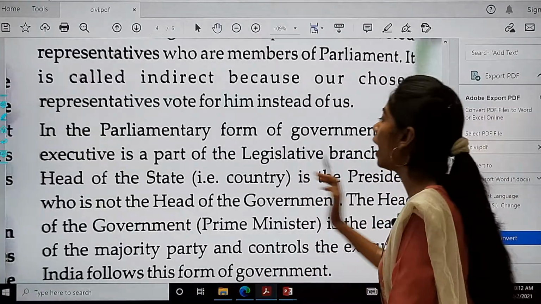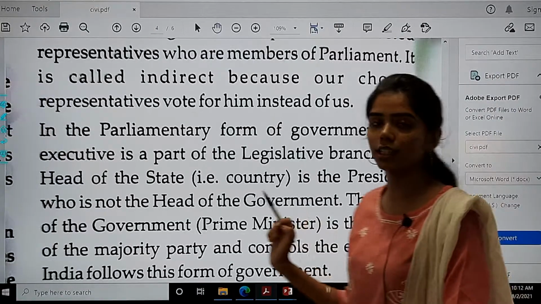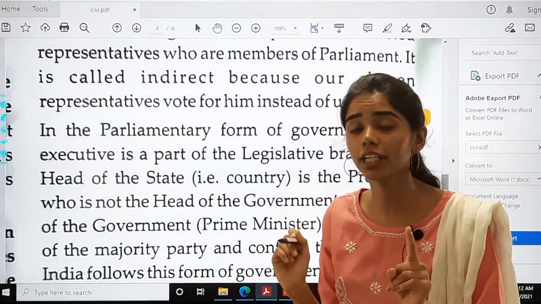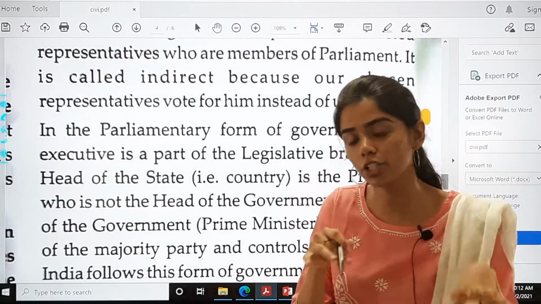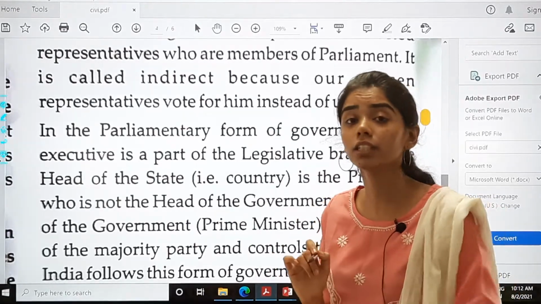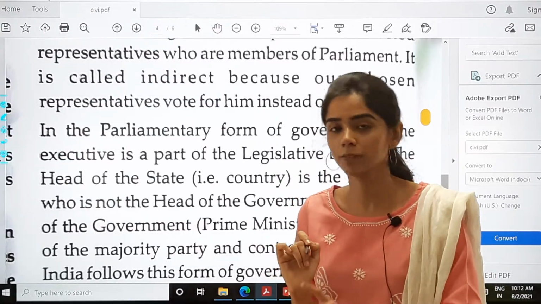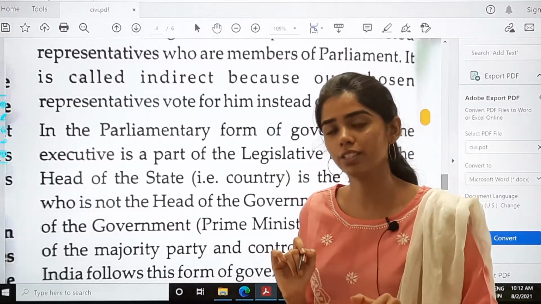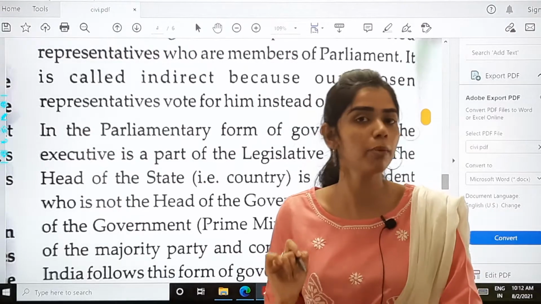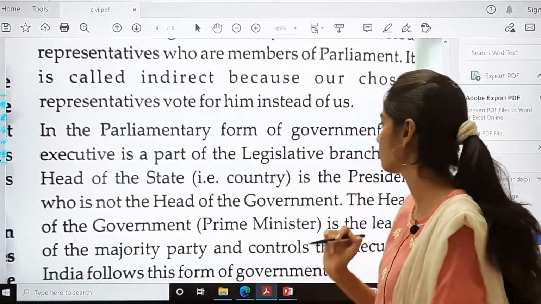Clear? The head of the state, that is the country, is the president. Now in this they are saying state, but it does not mean one particular state. It means country. Okay, president is the one who rules the whole country, not any specific state. Clear? That is the chief minister. हर state का एक chief minister होता है, but president is for everyone.